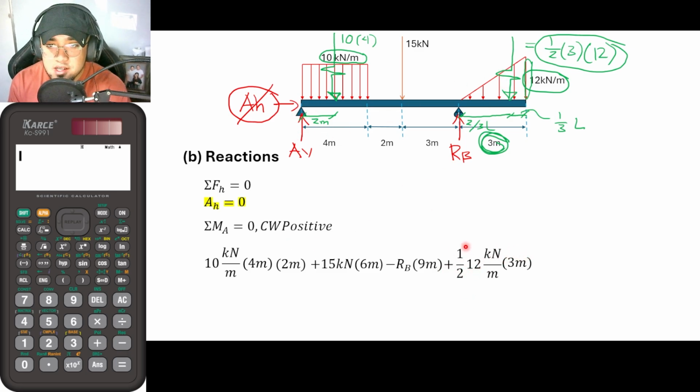But once again, this is just the resultant. We must first multiply it by the lever arm. So as you can see here, this is the lever arm. So where did this come from?